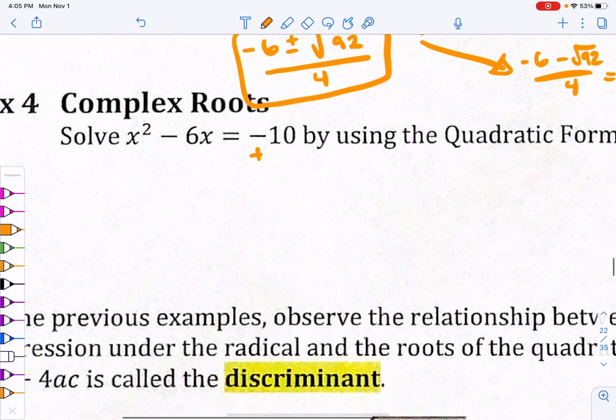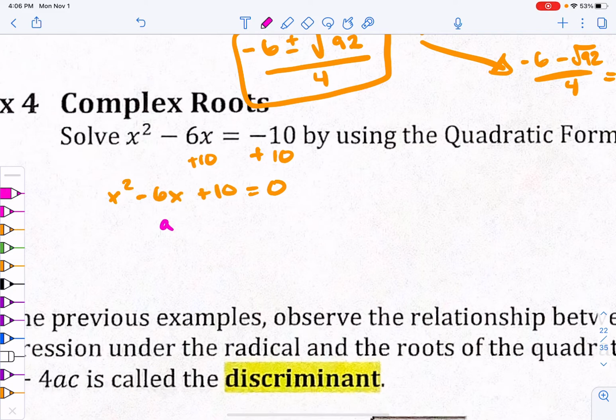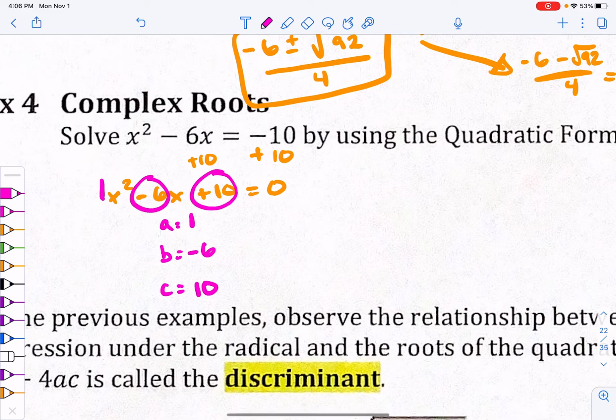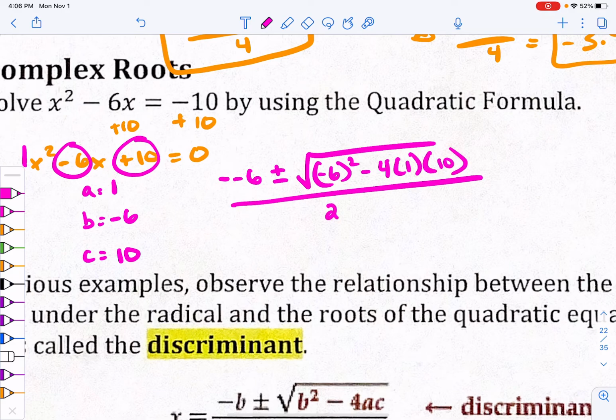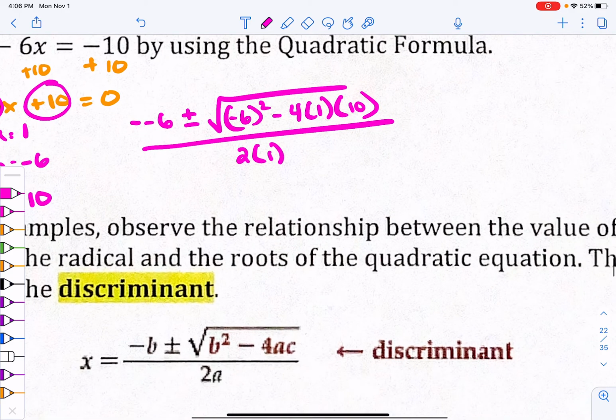We want to make sure we get the 10 moved over so that we have them set equal to 0. And we have x squared minus 6x plus 10. And we are going to identify what a, b, and c are. A is 1, b is -6, and c is positive 10. And we're going to do our stuff. So negative b would be -6 plus and minus the square root of b squared minus 4ac all over 2a. Okay? All right, and then we just simplify.